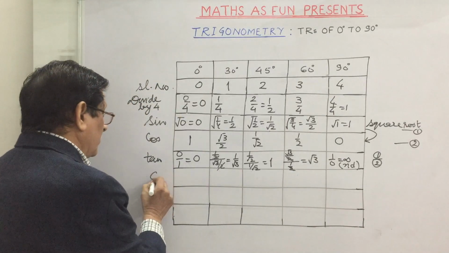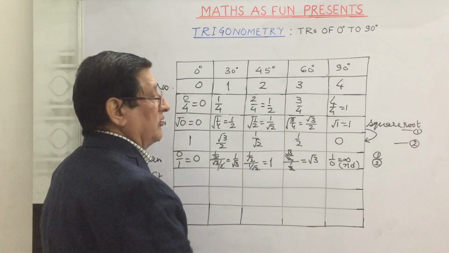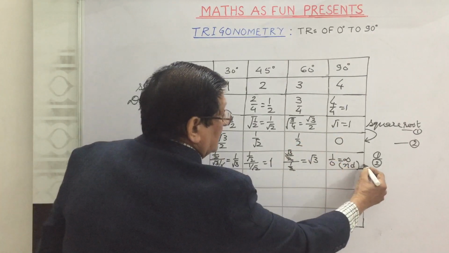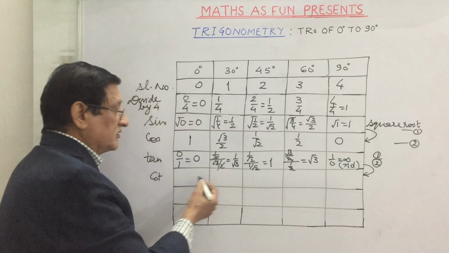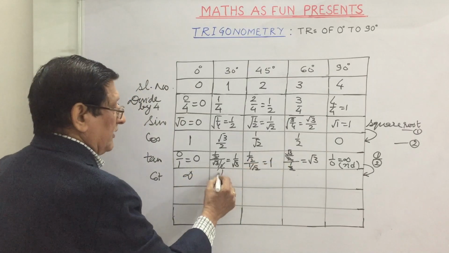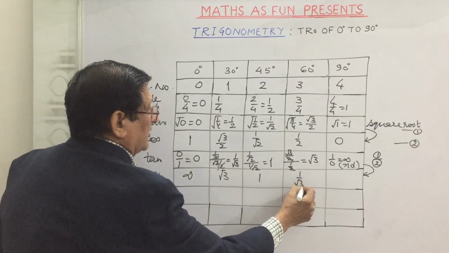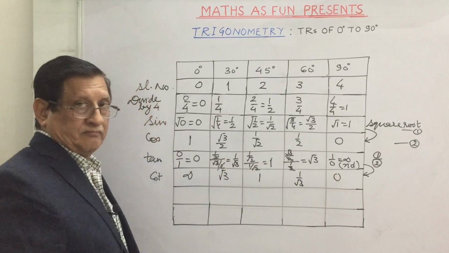Then when we go for cotangent of all these angles, the same system we can follow. Start reading the values from the right and write them from the left. This is infinity, root 3, 1, 1 upon root 3 and 0.